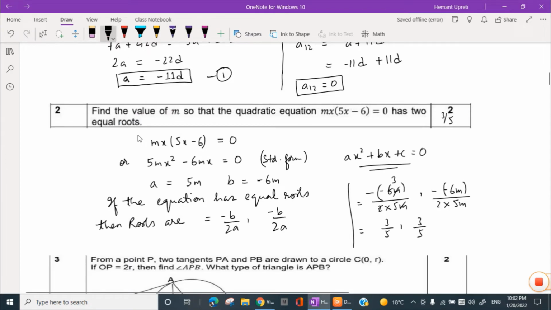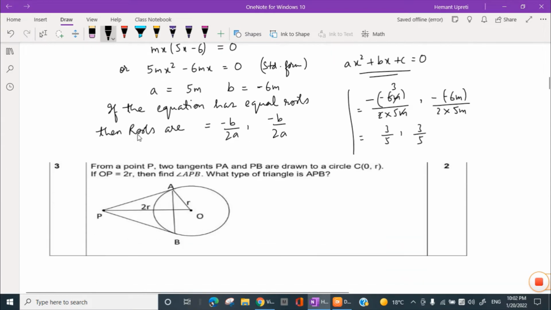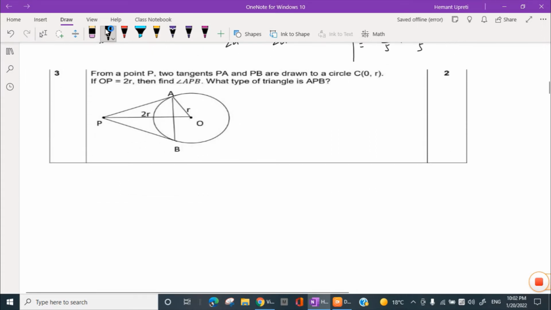Okay, then question number 3. Let us go to question number 3, again of 2 marks. From a point P, two tangents PA and PB are drawn to the circle O, r. इसका मतलब ये होता है कि O is the center and r is the radius. Okay, and OP is equal to 2r. Find angle APB. This angle I have to find. ठीक हो गया.